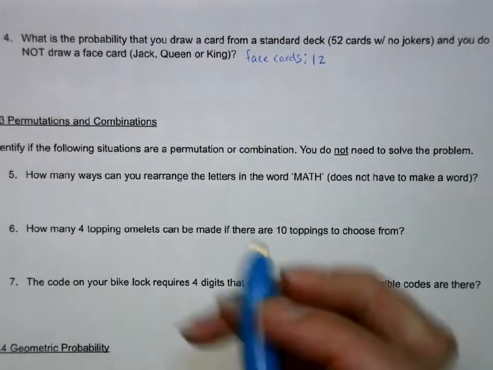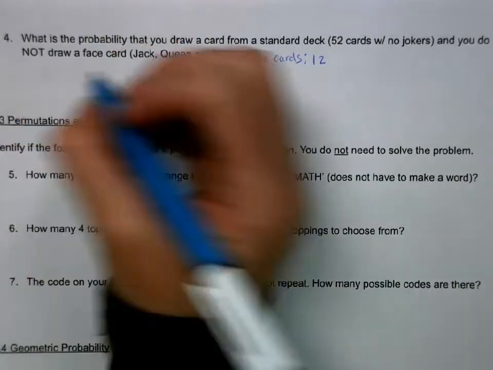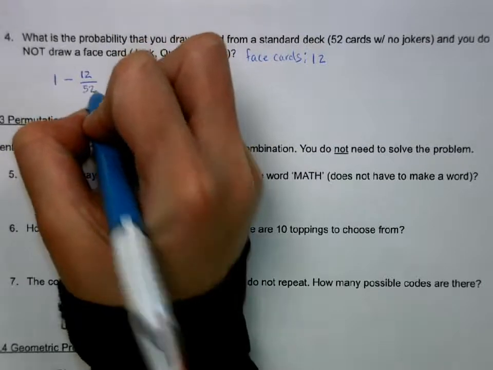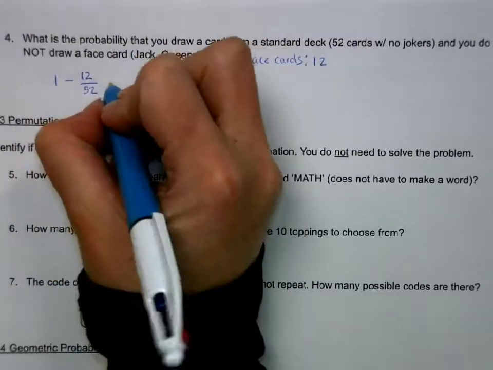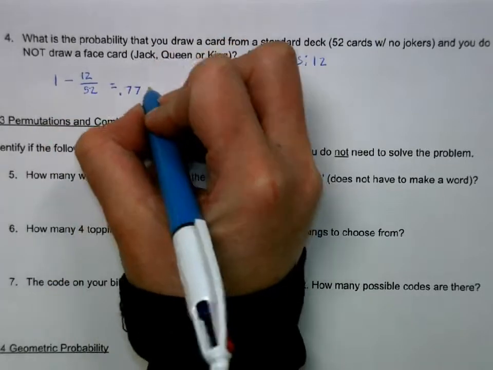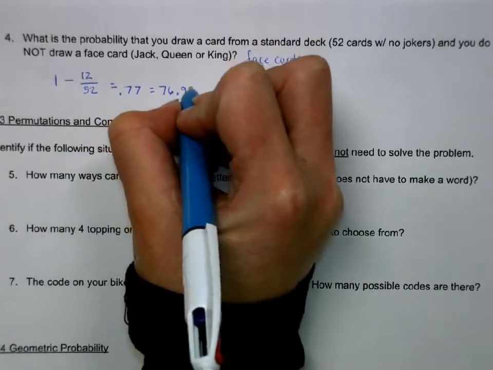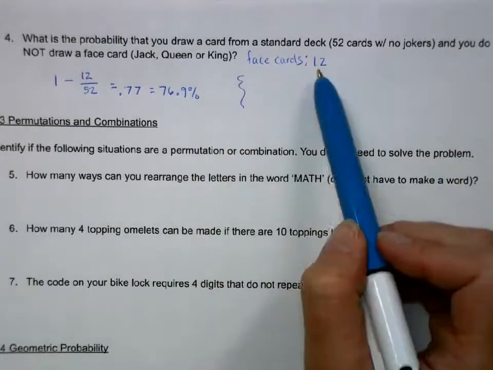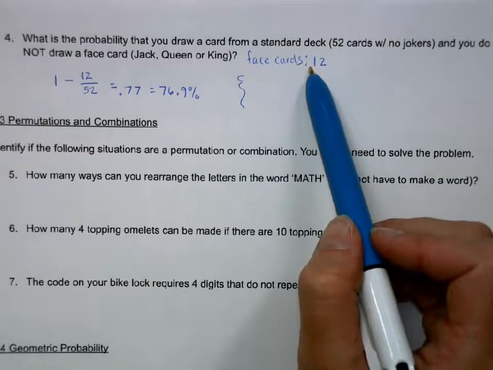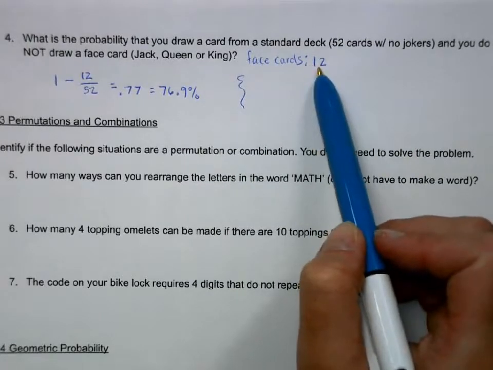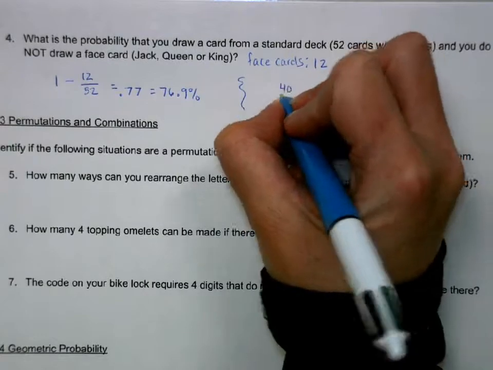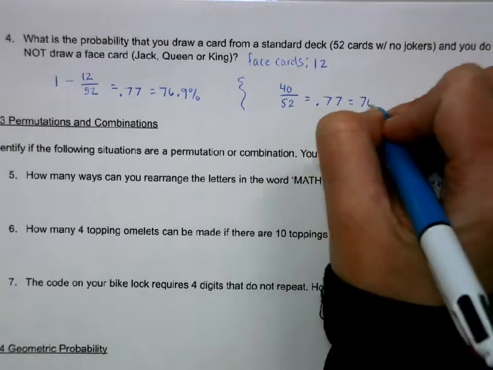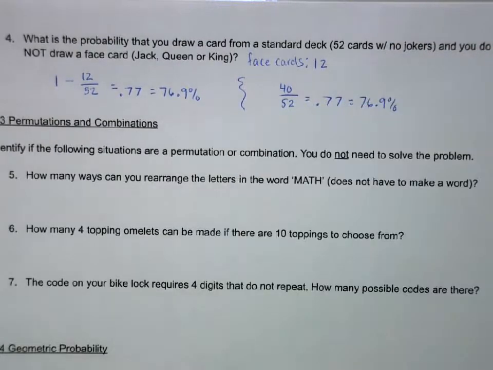So the first thing I can do is use the complement rule, which says that I take the probability of getting a face card, which would be 12 out of 52, and do 1 minus that. If you do that, you get 0.77 or 76.9%. Okay, you guys are good at using your calculator. Your other option is to simply figure out our favorable options. So if 12 of them are not favorable of the 52, 40 of them are favorable, and then again you'll get that same answer. So it's really just what makes the most sense to you.